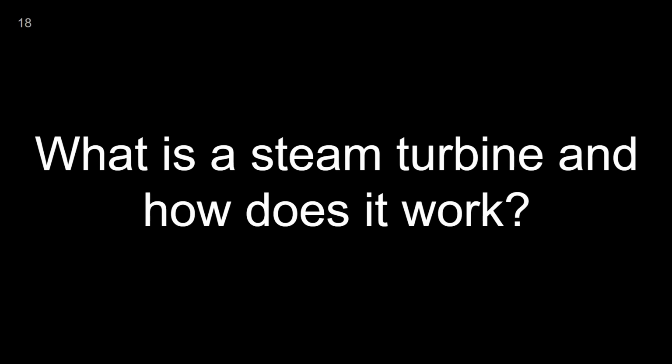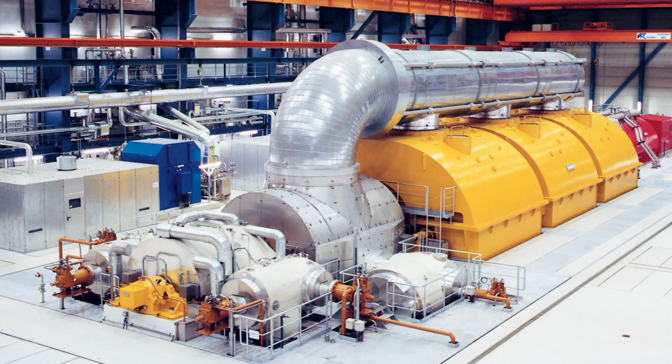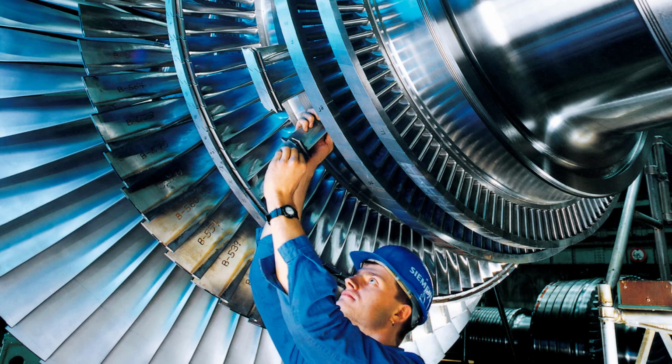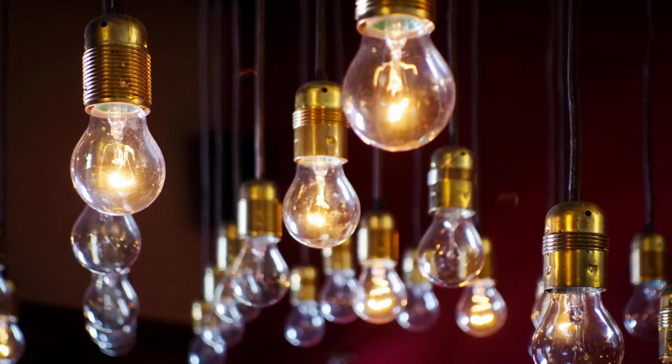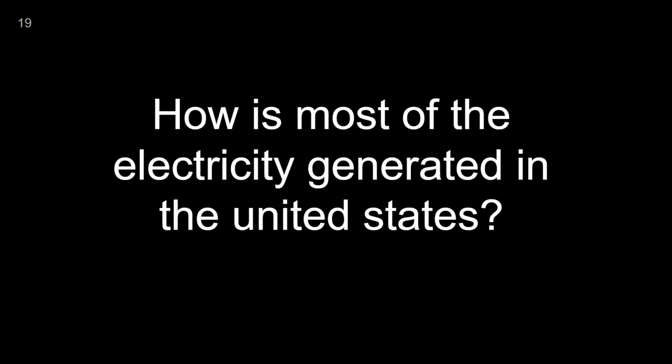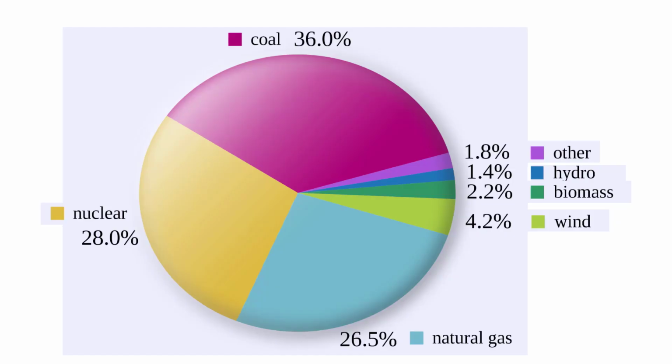So what is a steam turbine, and how does it work? A steam turbine is a massive machine with giant fan blades inside. When the fan blades turn, it uses the turning motion to generate electricity. How is most of the electricity generated in the United States? Most of our electricity is generated by coal power plants, which burn coal to heat water until it becomes steam to be used by the turbine.